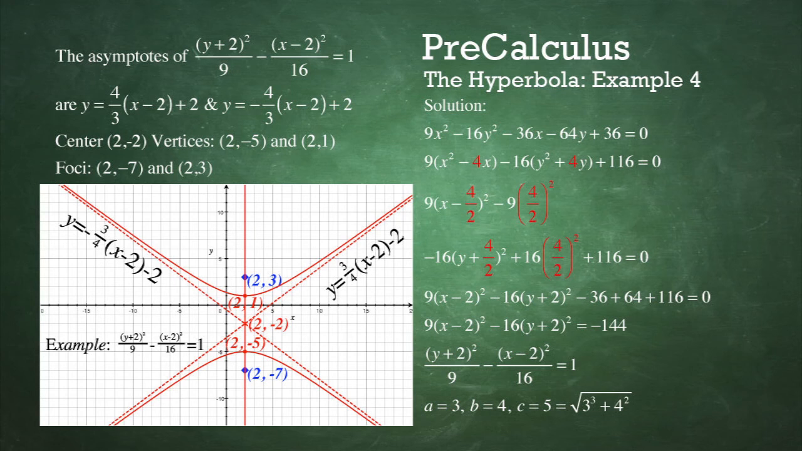The center is the point (2, minus 2). The vertices are the points (2, minus 5) and (2, 1), and the foci are the points (2, minus 7) and (2, 3). These are all shown on the graph.